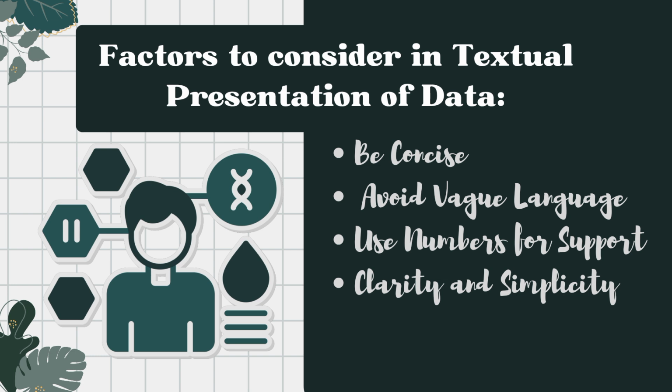The third one, use numbers for support. Every claim you make in the text must be immediately followed by the statistical proof to make credible inferences about students' learning. And lastly, clarity and simplicity. To ensure your language is simple enough for the audience to follow without effort.